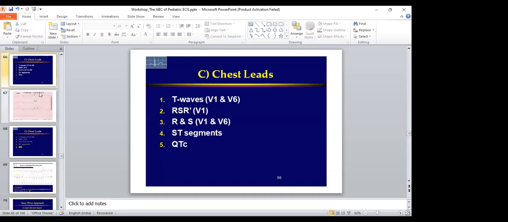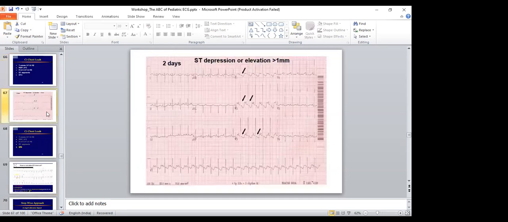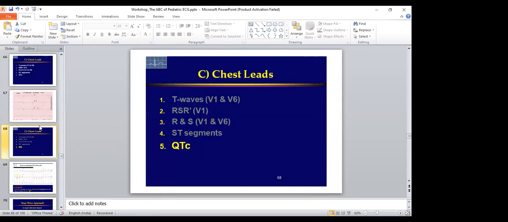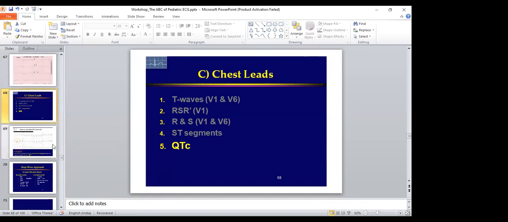We keep other things simpler, because left ventricular hypertrophy needs to be identified to know about afterload increment, which is generally seen in hypoplastic left heart syndrome, coarctation, or associated aortic stenosis. ST depression or elevation of more than 1 mm, in a child older than 1 month, is considered abnormal. And the last step we check on chest leads is the QTc.